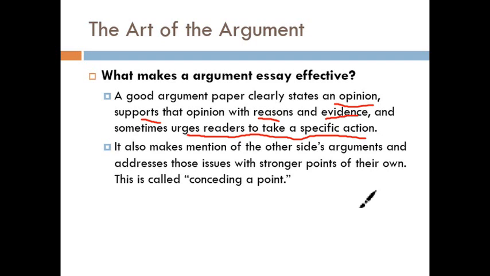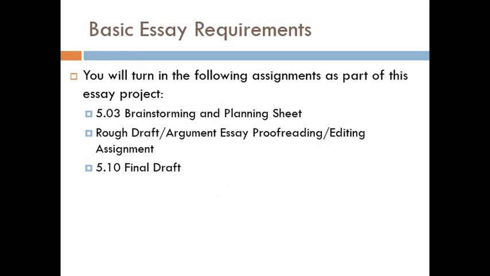An effective argument essay also makes mention of the other person's side. Like any good argument, not only is it important to lay out your own opinion and evidence, but it's also important to address the other person's side. So a good argument always addresses the other person's side to ensure that your points are stronger than theirs. This is often called conceding a point. These are all items you'll learn more about in your argument essay unit.